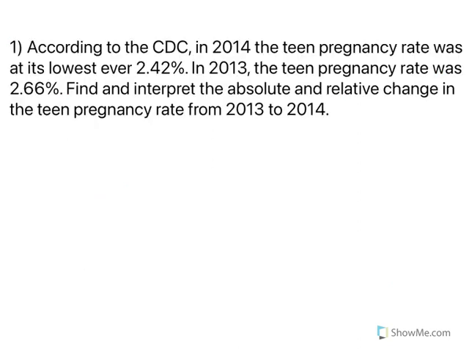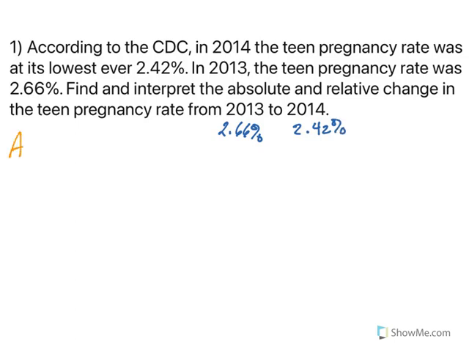So let's do some examples. According to the CDC, in 2014, the teen pregnancy rate was at its lowest ever, 2.42%. In 2013, the teen pregnancy rate was 2.66%. Find and interpret the absolute and relative change in the teen pregnancy rate from 2013 to 2014. Okay, so we know in 2013 the value was 2.66%, and in 2014 it was 2.42%.